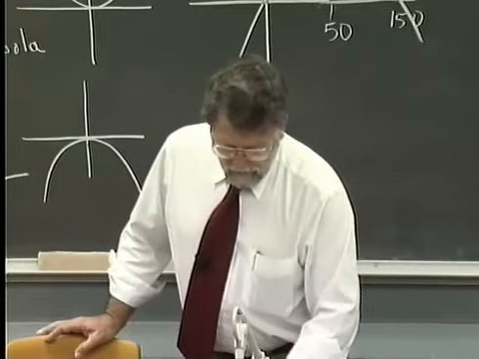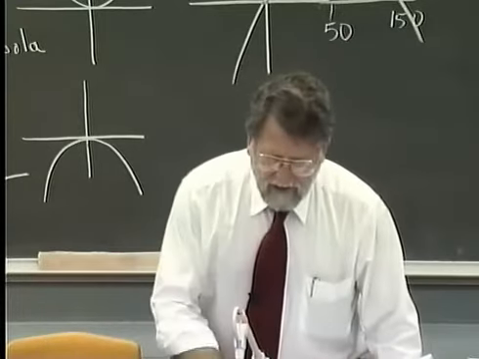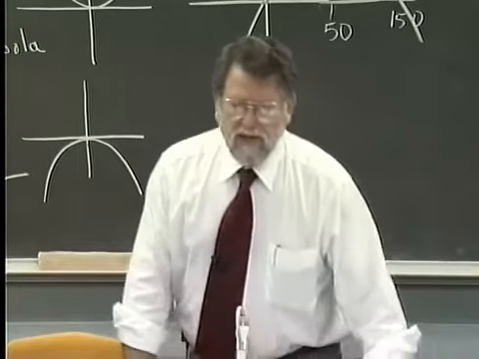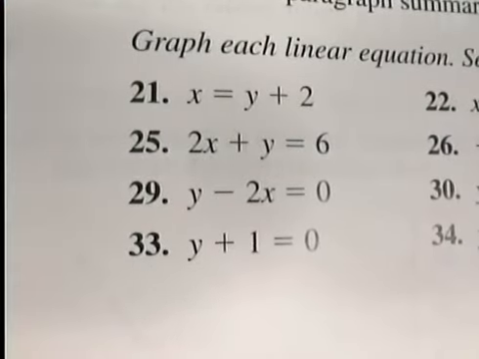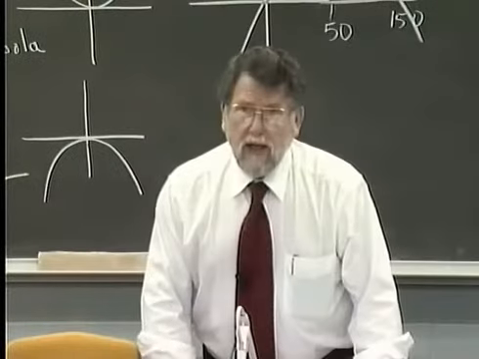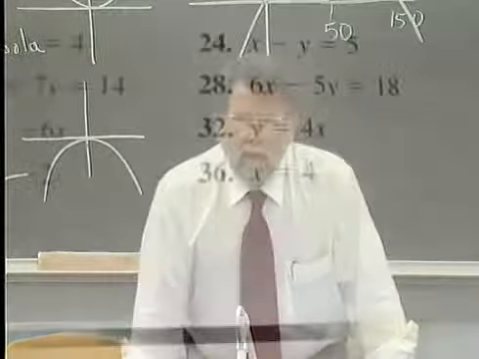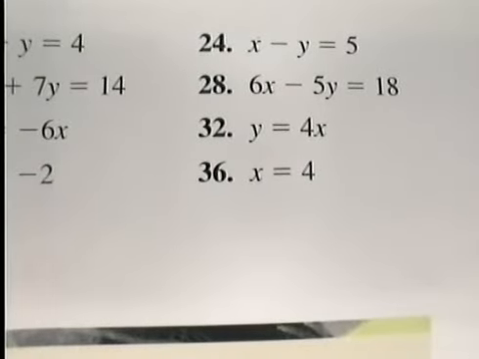That relates then to the problems you had in 21 through 36, because some of these were horizontal lines and some were vertical lines. 33 was what? Look at the screen. 33, y plus 1 equals 0, so y equals what? Negative 1. So what kind of line? Horizontal. Horizontal line going through 0, minus 1. Let's come off there for a moment. Over on the right side, 36. X equals 4. What kind of line? Vertical. Vertical line going through 4, 0.